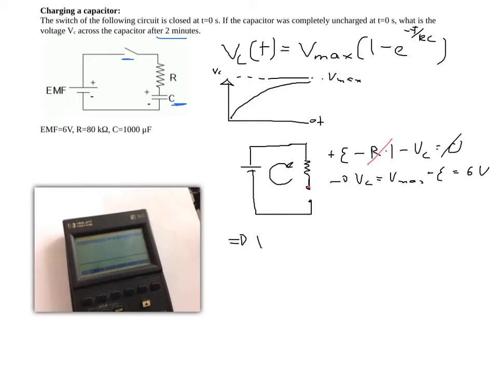So we have Vc at t equals 120 seconds. I always make sure to convert it into SI standard units, is 6 volts times 1 minus e to the negative 120 seconds divided by 80 kilo ohms times 1000 microfarad. And now let's use our calculator for that.